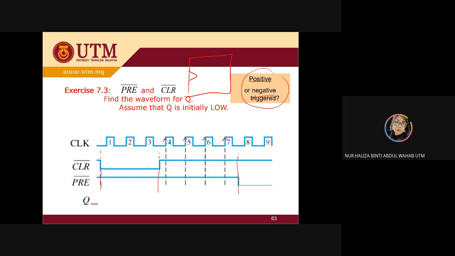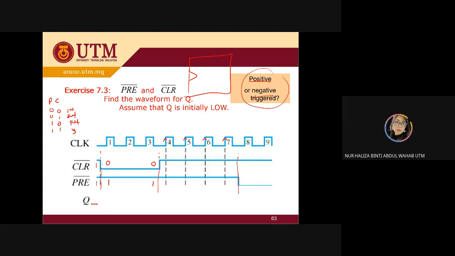This is the changes at pre and clear. Here will be 1, 1, 0 until here. This is 1. For our pre and clear, 0, 0 is invalid, 0, 1 is set. Correct me if I'm wrong. There is too many now. Reset and 1, 1 will be synchronized.